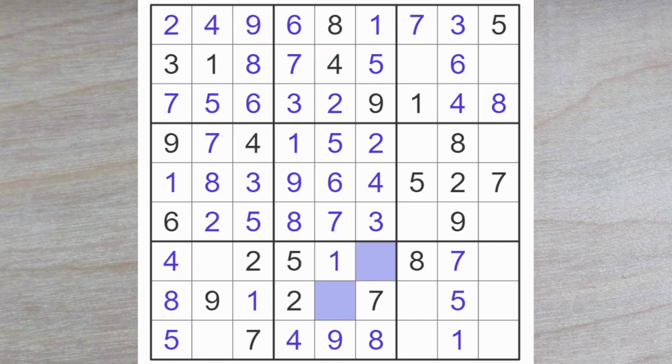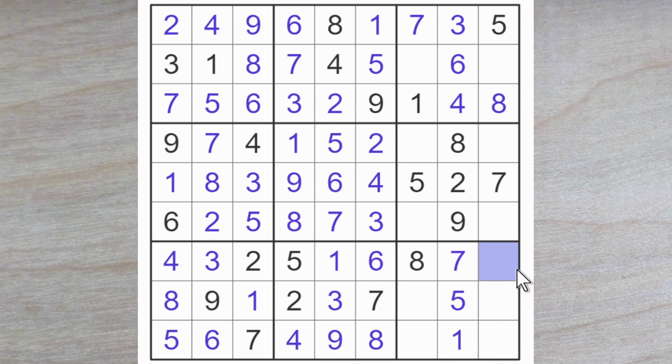These two squares must be a 6 and a 3. 3 blocks down, so the 6 goes here and the 3 here. This 6 blocks over, so a 6 goes here, and this is a 3. Here now we need a 3 and a 2.